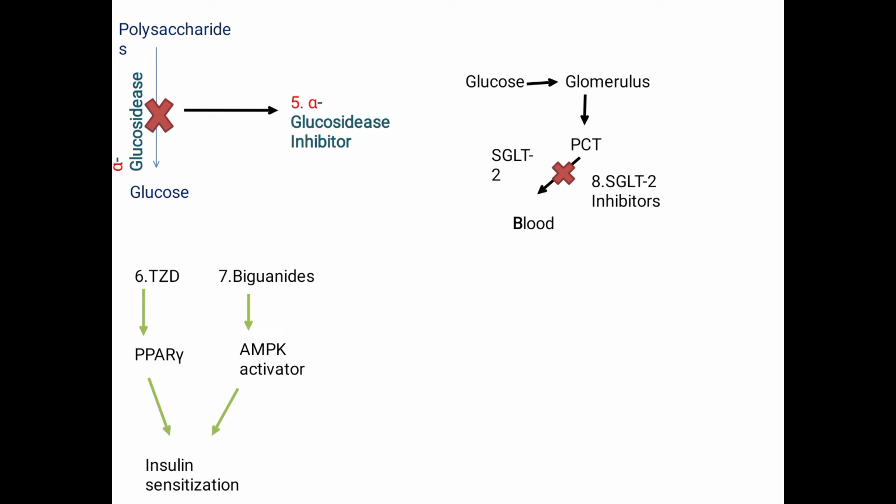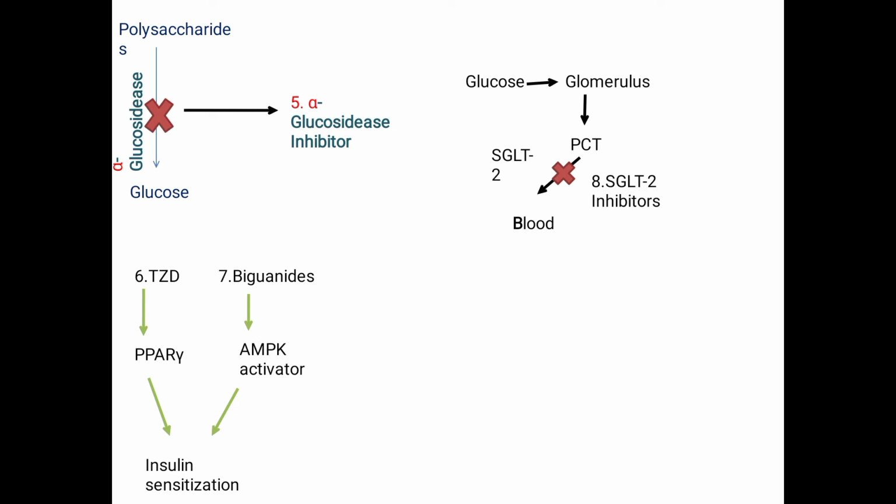Next is the alpha glucosidase inhibitors. Alpha glucosidase is an enzyme which converts polysaccharides to glucose. If this enzyme is inhibited, then glucose will not be formed. So here we have drugs like voglibose and acarbose.